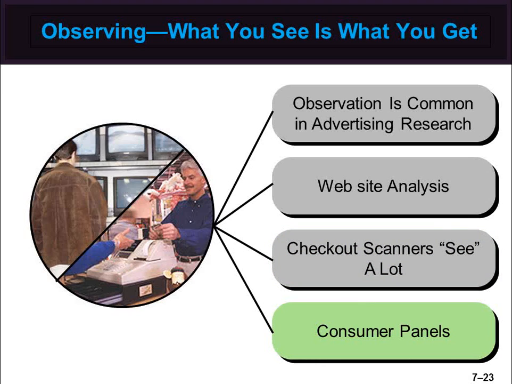Checkout scanners see a lot as well when it comes to shopping behavior. This information helps retailers to manage their inventories and adjust their merchandise selections. Consumer panels are groups of consumers who provide information to research firms on a continuing basis. This information is made available to clients for a fee.